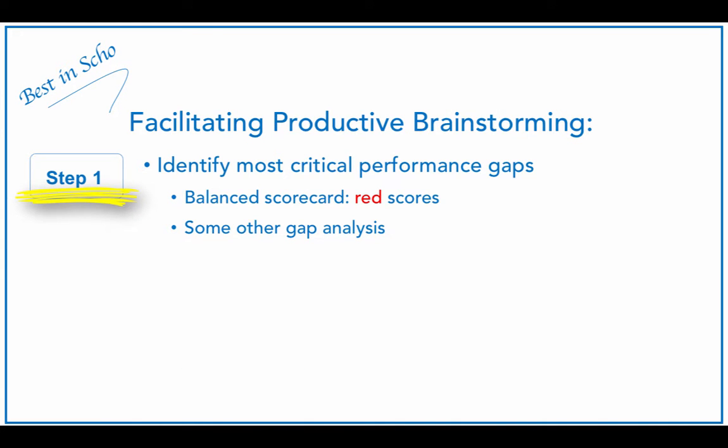Step 1 is to identify the most critical performance gaps. If you use a balanced scorecard, you could use the red scores from it, or some other type of gap analysis will also do.